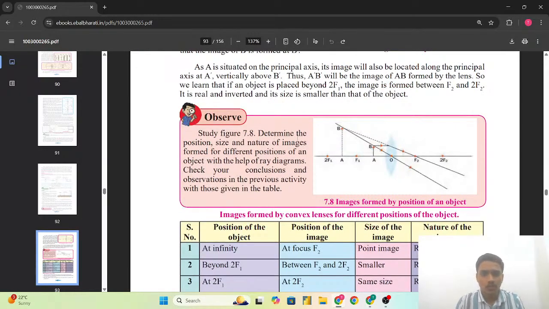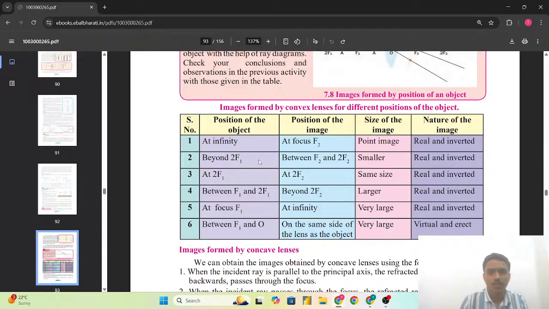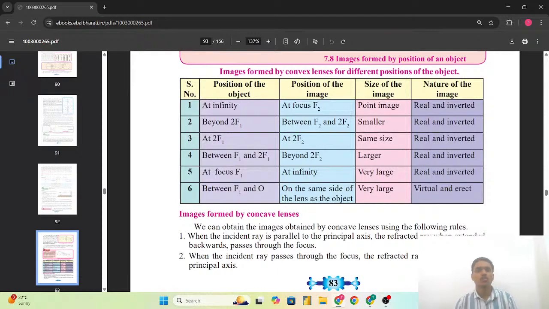Study the figure 7.8. Determine the position, size and nature of the images formed for the different positions of an object with the help of the ray diagram. Check your conclusions and observations in the previous activity with the given table. और एक एक्टिविटी है जो आपको करनी है. सो कॉन्वेक्स लेंस के डायग्राम्स हमें ड्रॉ करने हैं. इसके लिए यहाँ पर इस टेबल में सिर्फ हमें what will be the conclusion and the output obtained for that particular image that is given here, लेकिन हमें ये करके देखना है, so you have to do this.